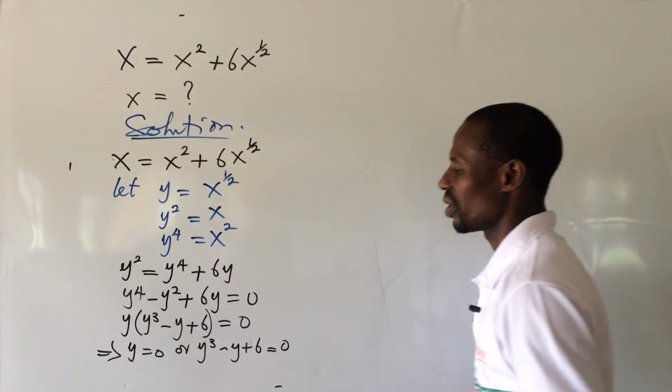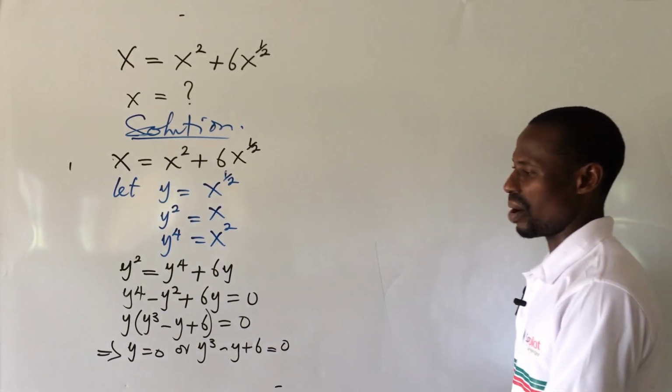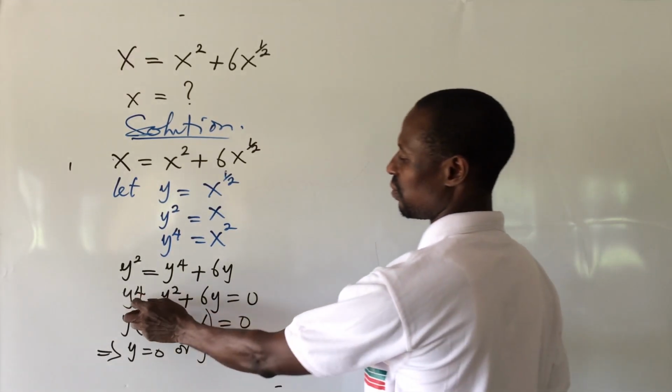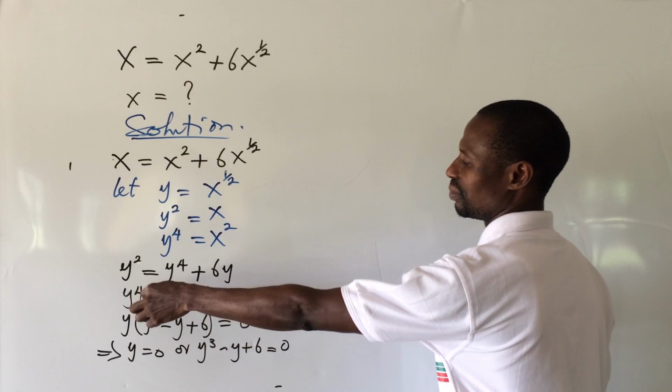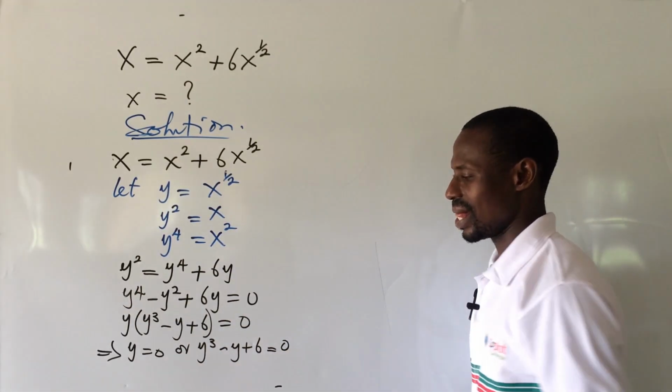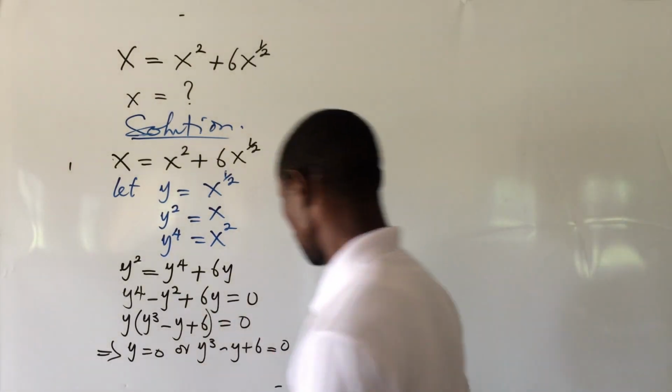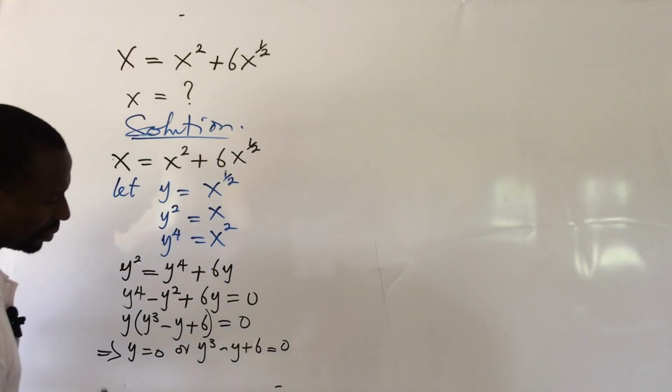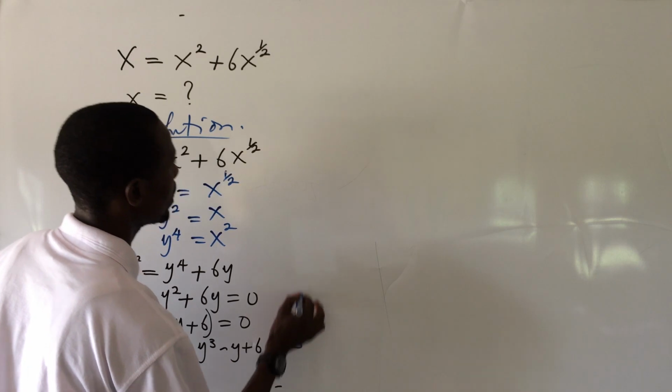So we've gotten one value for our y. Mind you, we are looking for 4 values of y from this expression. We have got 1. So how do we now get the 3 other values of y? Let's proceed from here.